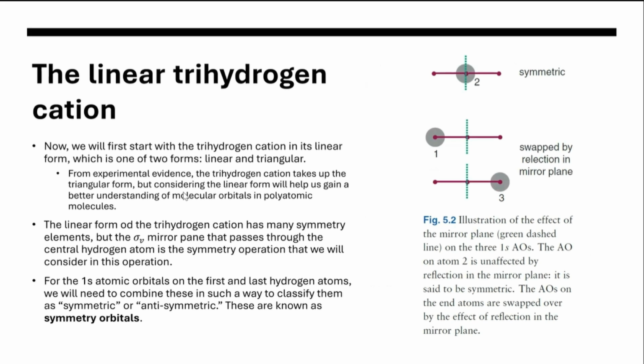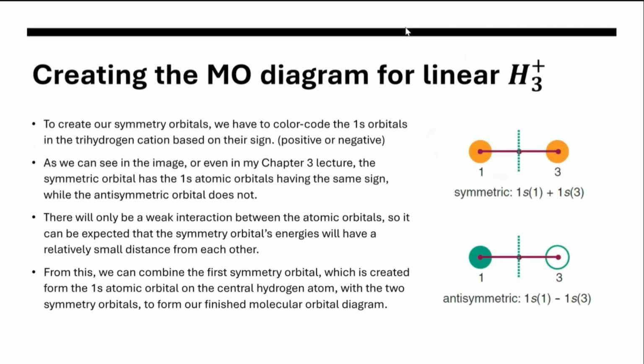For the 1s atomic orbitals on the first and last hydrogen atoms, we'll need to combine those in such a way to classify them as symmetric or antisymmetric. These are known as symmetry orbitals. As you can see in the image, we have our first symmetry orbital, which is classified as symmetric. This is known as symmetric because if you reflect that molecule along the mirror plane, the sign will look the exact same. So that's a symmetric symmetry orbital. To create our symmetry orbitals, when we're talking about hydrogen atoms 1 and 3, we'll have to color code the 1s orbitals based on their sign, either positive or negative. As we can see in the image, or even in my chapter 3 lecture, the slides are there, the symmetric orbital has the 1s orbitals having the same sign, while the antisymmetric orbital does not.